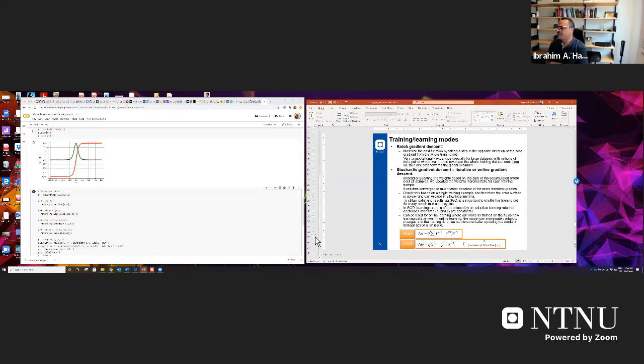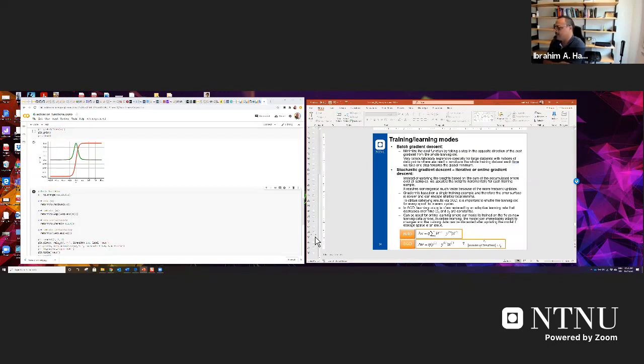In batch gradient descent, we minimize the cost function by taking a step in the opposite direction of the cost gradient from the whole training set. In each epoch, we do it one time. We call it an epoch. And it's very computationally expensive, especially for large data sets with millions of data points, where we need to re-evaluate the whole training data set each time we take one step toward the global minimum. So this is a problem. It's computationally expensive, and also it requires memory because we need to keep all data points in the memory.